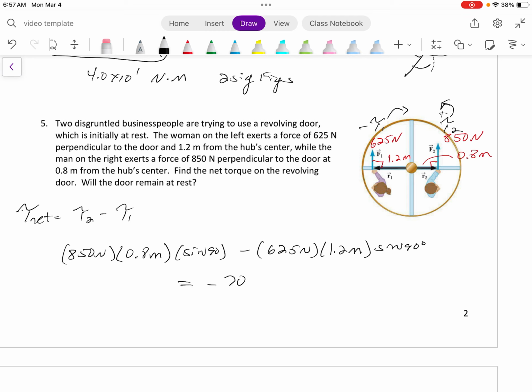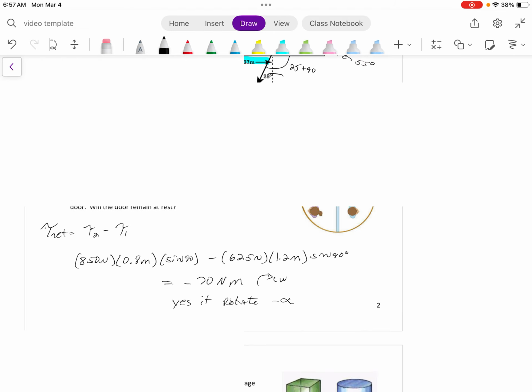That'll equal a negative 70 newton meters, which means, yes, it will rotate. It will actually have a negative angular acceleration. If the net torque is negative, the angular acceleration is negative. And it will rotate in a clockwise direction. And so how you would show that is like this, clockwise direction, okay?